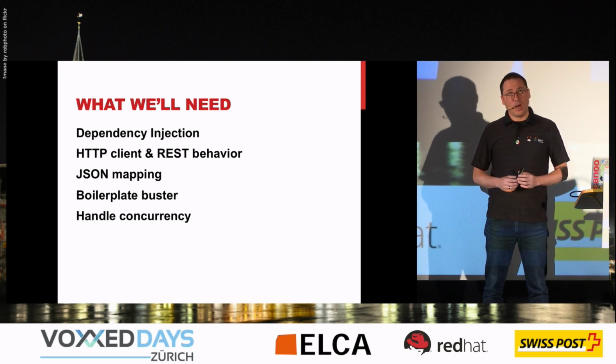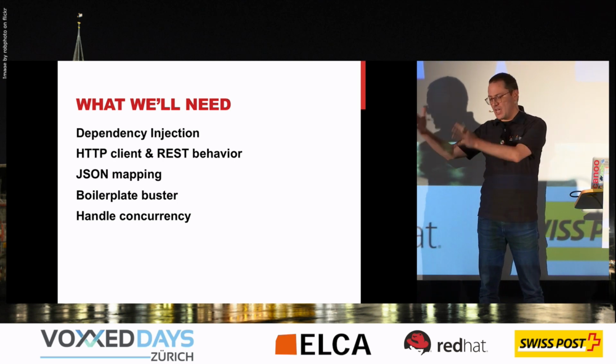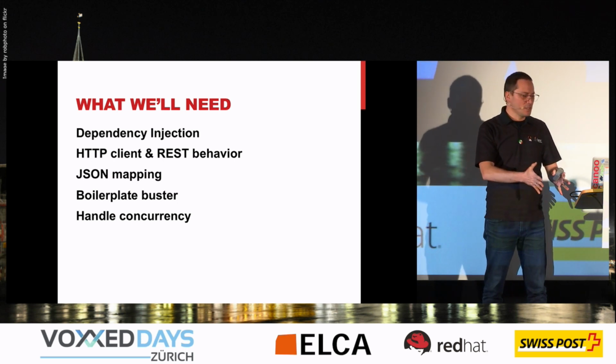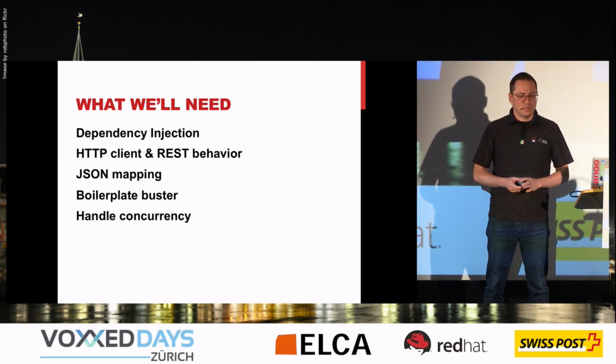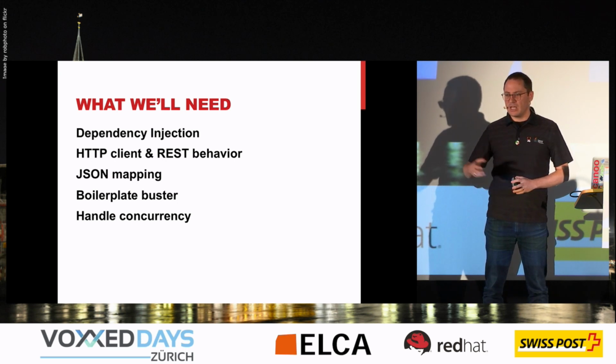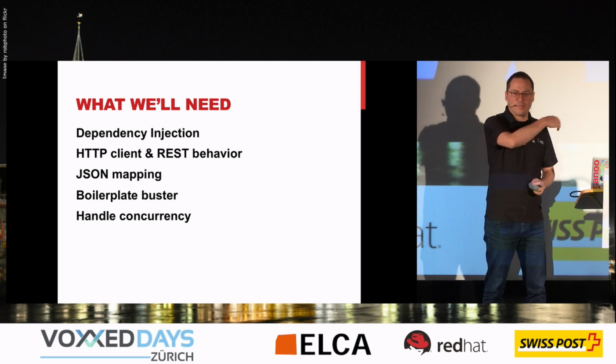We need to figure out how to do JSON mapping from a JSON payload into a Java object. Very likely we're going to deal with POJOs, and that means getters and setters, and that means yada, yada, more code. We want to remove that boilerplate code.